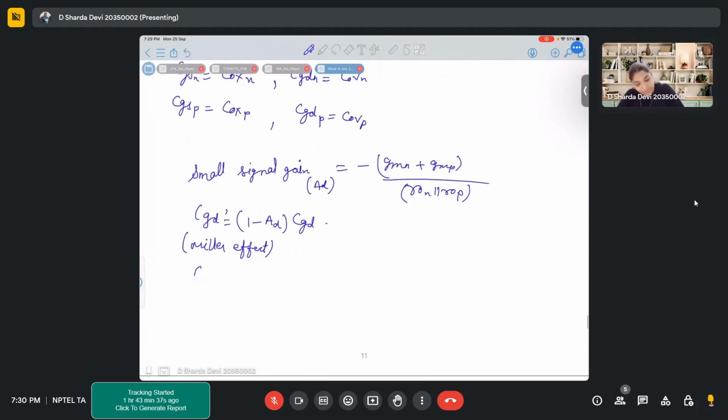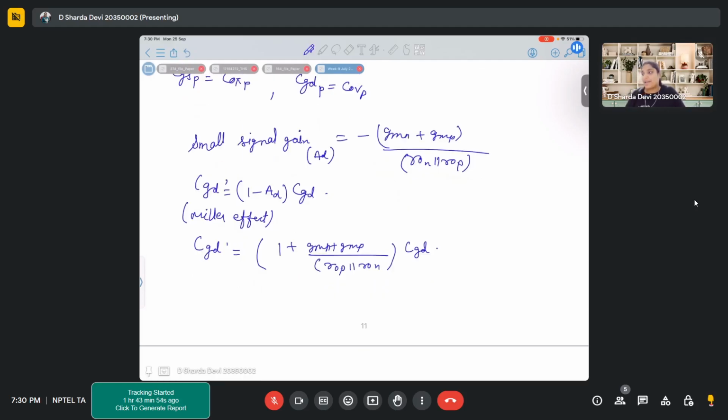So your CGD dash is 1 plus GMN plus GMP by R0 P parallel R0 N into CGD. This is the actual capacitance that we will see in input, right? So the total capacitance that will appear in input is CGD dash N plus CGD dash P plus CGS N plus CGS P, correct?